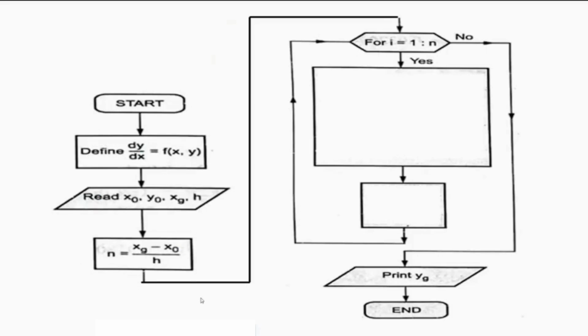Now the flowchart is simple. Let's start first and then define the function. A single function you write as define. If you have a second function, here dz by dx, it is also a function of x and z, and read x naught, y naught, xg, h, and you have one more function. So you read this z naught also, and then find the number of iterations: xg minus x naught by h.